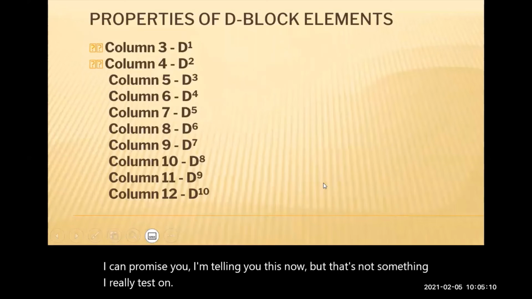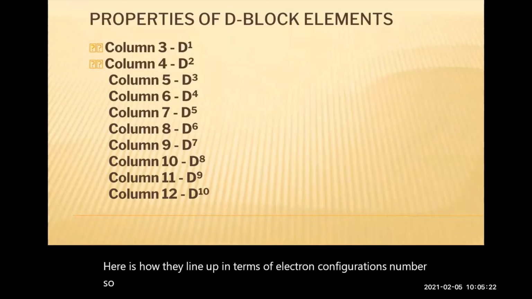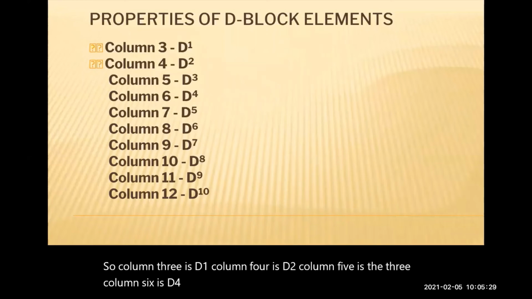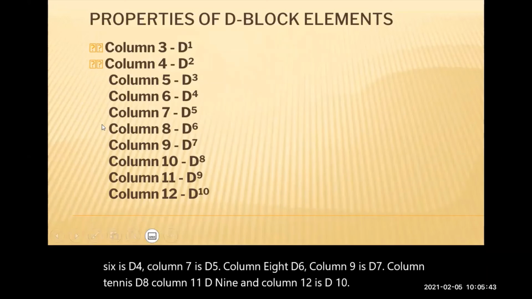If we're looking at the D block, here's how they line up in terms of electron configuration numbers. So column 3 is D1, column 4 is D2, column 5 is D3, column 6 is D4, column 7 is D5, column 8 is D6, column 9 is D7, column 10 is D8, column 11 is D9, and column 12 is D10. And that is the overview of the D block.